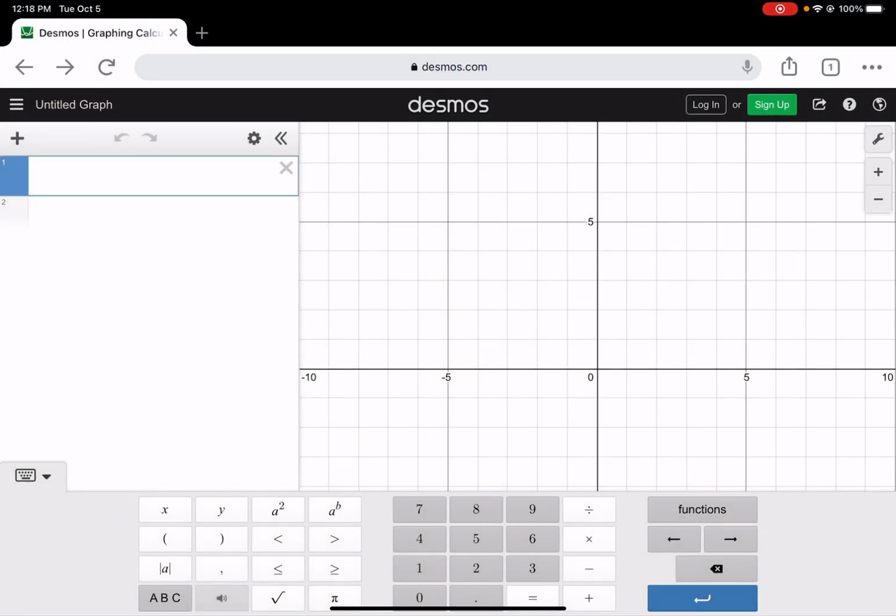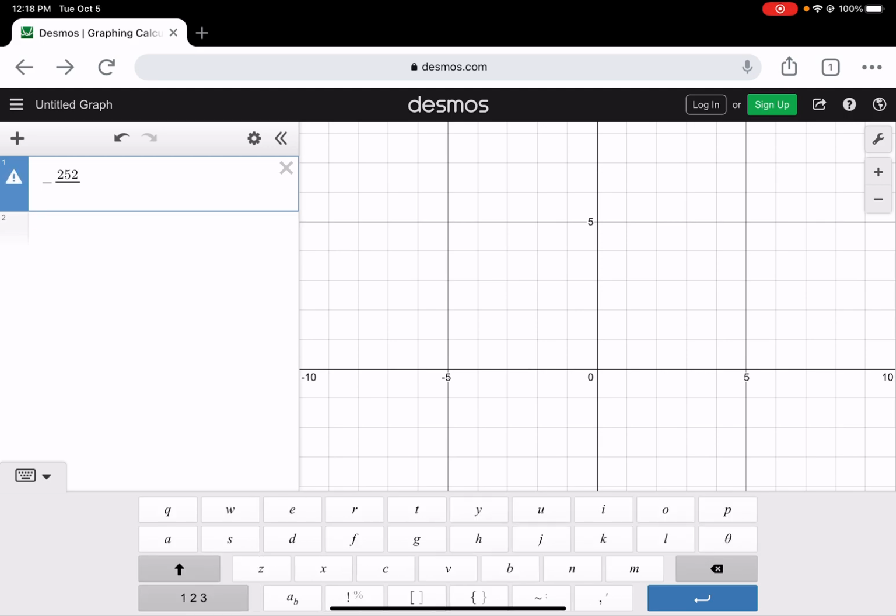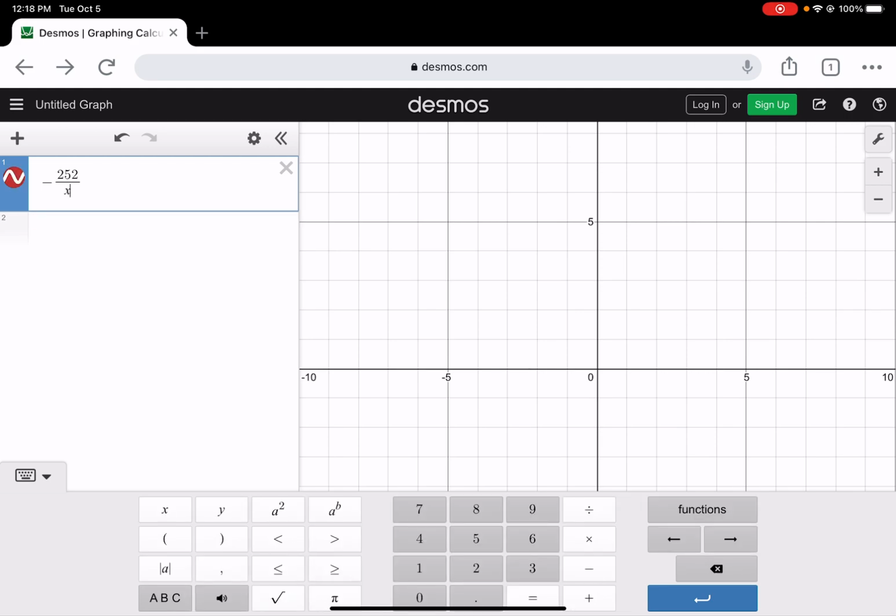And you could do negative 250, nope, slow down, 252 divided by 6, and you get that negative 42. But if I do divided by x, remember I can do the table.